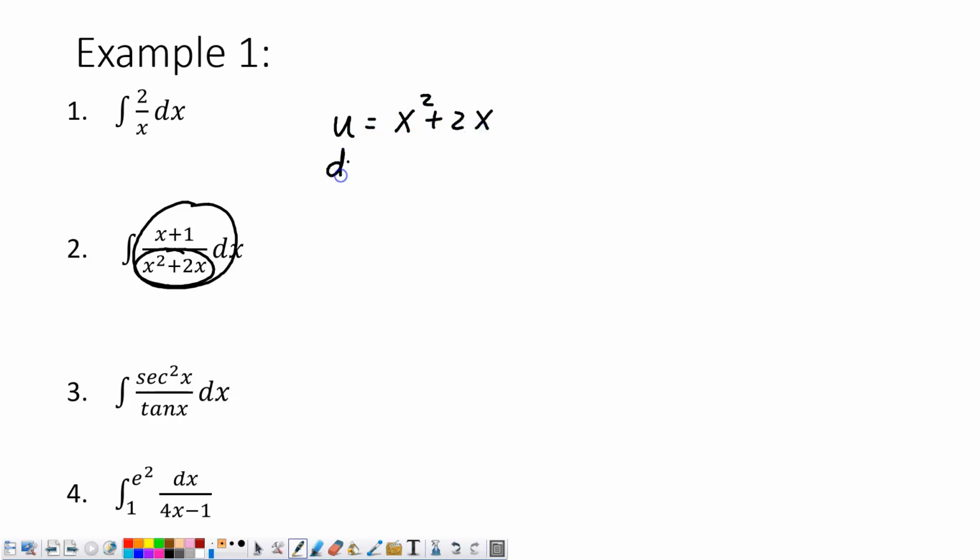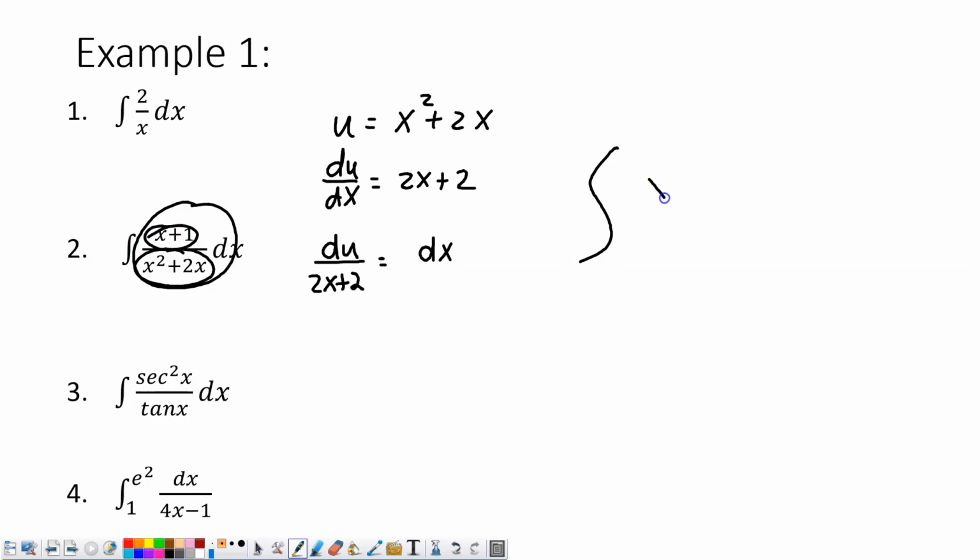Okay? And if I do that, that means du dx is equal to 2x plus 2. Then we want to get the dx by itself. And then we're going to do some u substitution. So the top is x plus 1. The bottom is now u. The whole bottom just becomes u. And the dx becomes du over 2x plus 2.